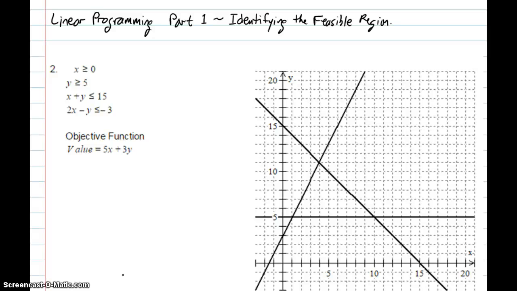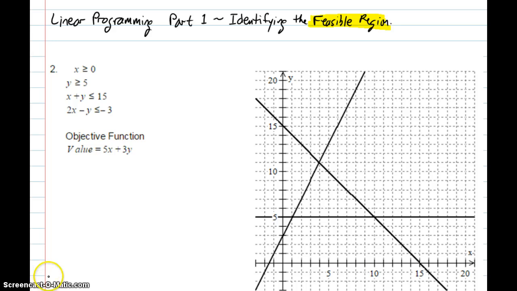Mr. Crane talking about linear programming, and this is part one of a several-part video on linear programming. Today on this video we're going to be talking about identifying the feasible region. When we talk about the feasible region, we're just talking about the part of the graph where all of the points in that region make all of the inequalities true.